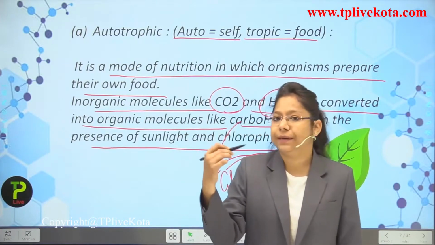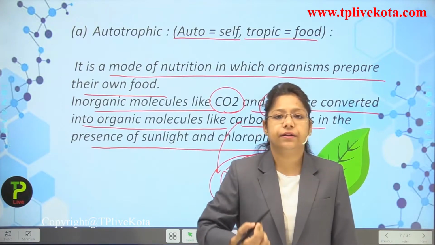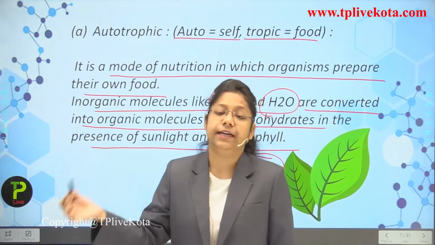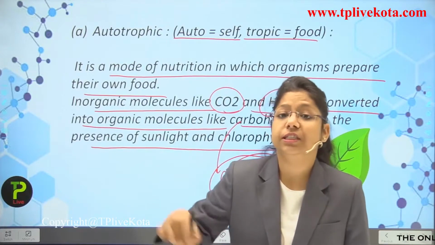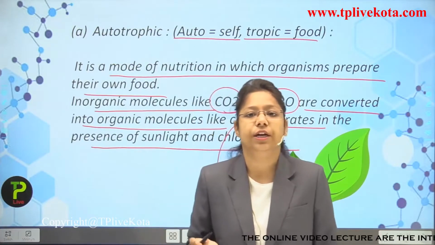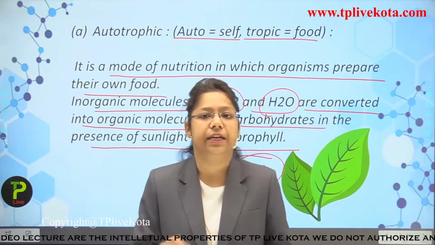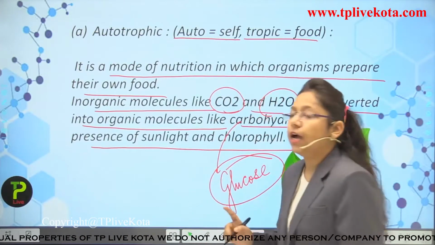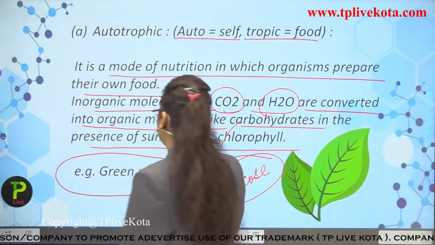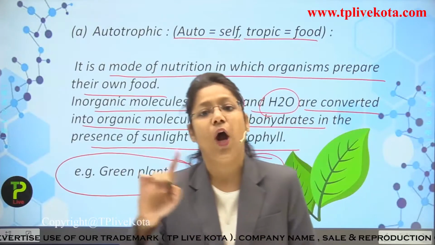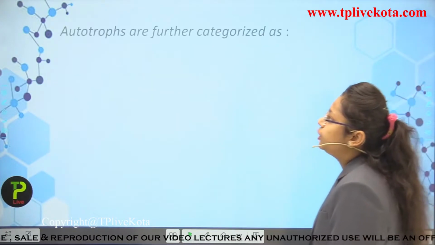Actually, what happens in the presence of sunlight, chlorophyll, carbon dioxide and water? Plants prepare their own food in the form of carbohydrates plus oxygen. So oxygen is utilized by humans, and the glucose which is prepared inside the plant is supplied to the different parts of the plant like the fruits, the vegetables or the roots, which we consume and we get healthier. Okay students, so this is the autotrophic mode of nutrition. The greatest example of autotrophs is green plants. So green plants are what? Autotrophs.